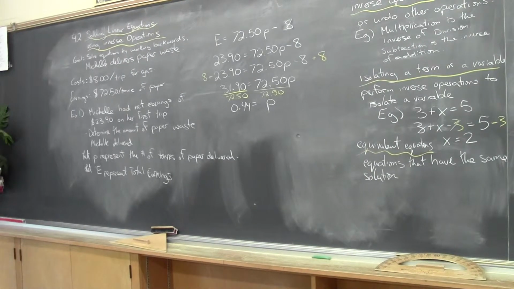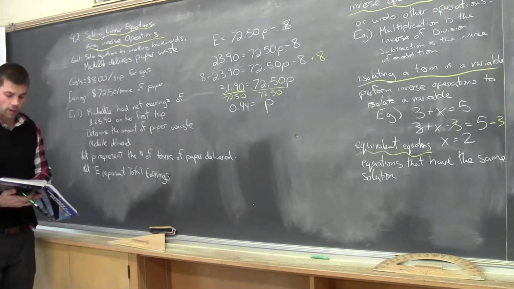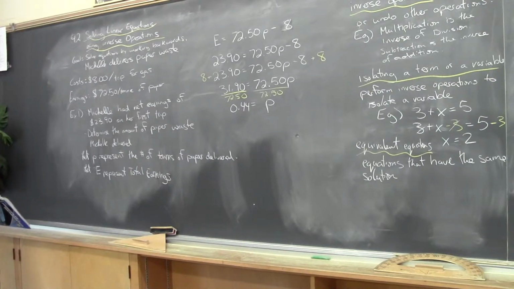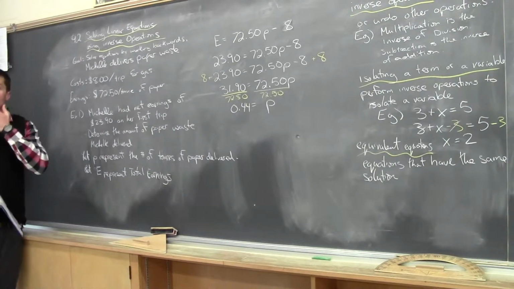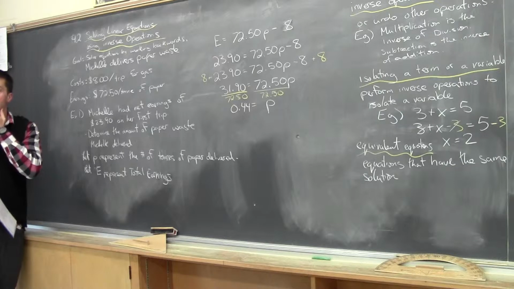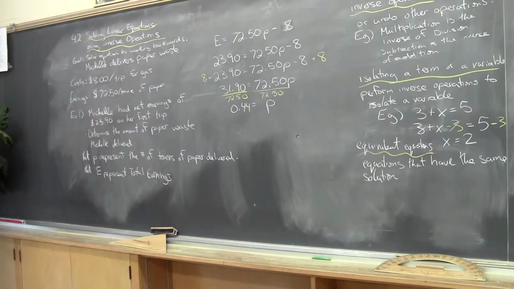Okay, we're looking at section 4.2 in your textbook. This is on page 205. We're solving linear equations using inverse operations. Mark? So as I mentioned yesterday, I like the fact that this textbook actually does list the goal, which is simple. It's to solve equations by working backwards. I think that's pretty reasonable.